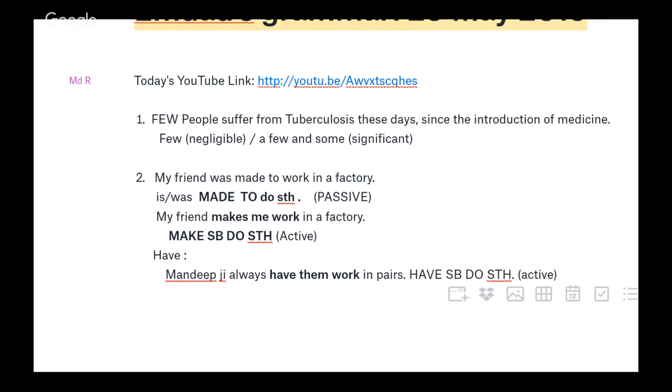Of course. So what is the structure? Have somebody do something. Is it clear? Have somebody do something. I have the barber cut my hair. When you say something like this: the government has Pauline. It could be has too. The government has Pauline Hanson.